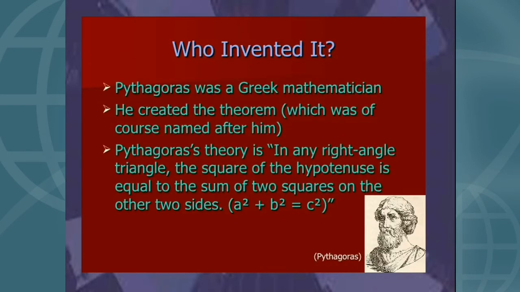Who invented it? Pythagoras was a Greek mathematician. He created the theorem, which was, of course, named after him. Pythagoras' theorem says that in any right triangle, the square of the hypotenuse is equal to the sum of the squares on the other two sides. That's a squared plus b squared is equal to c squared.